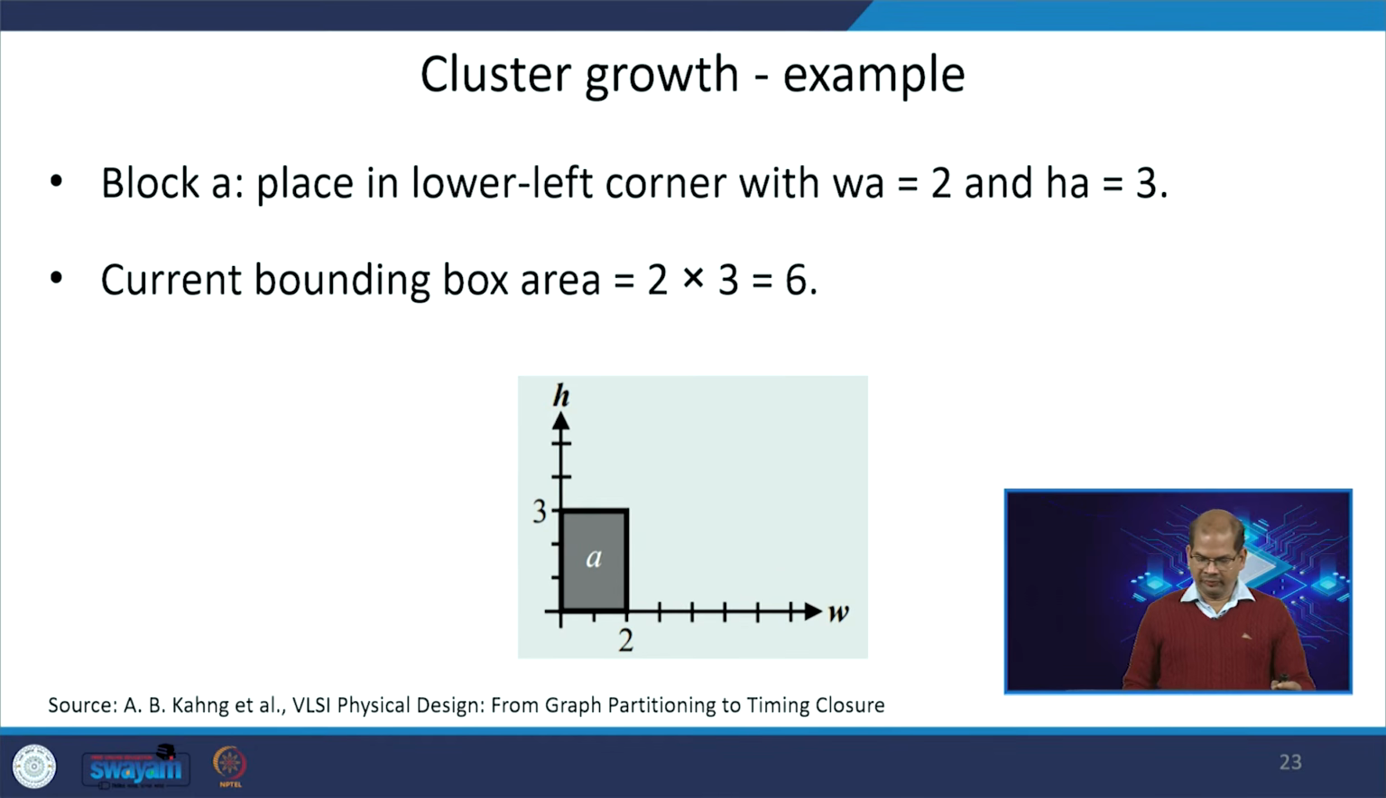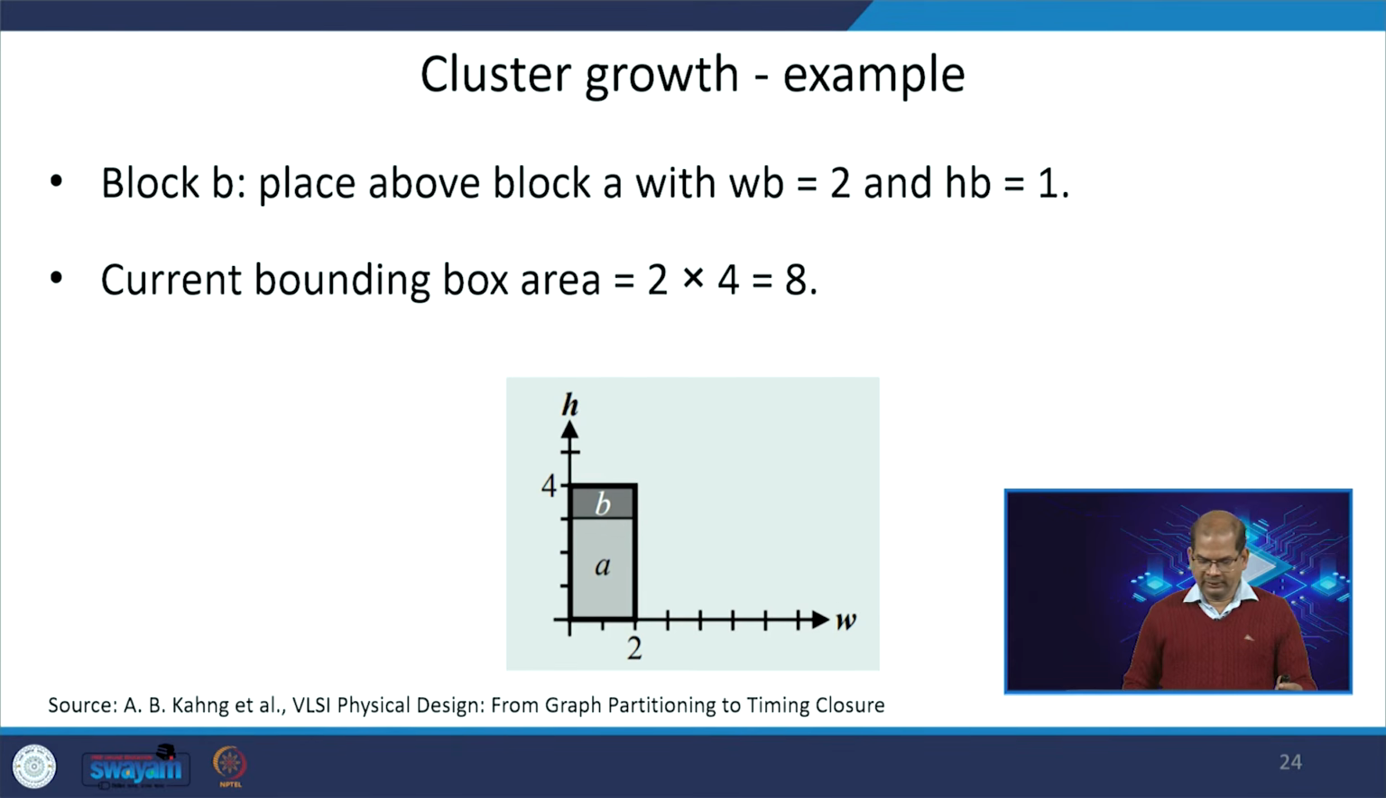The first block is A, whose area is 6, so we will take the orientation 2 and 3. Now, we will add block B. For block B, WB is 2 and HB is 1. And then my area is 2 into 4, which is 8.